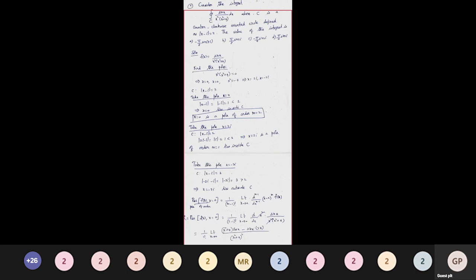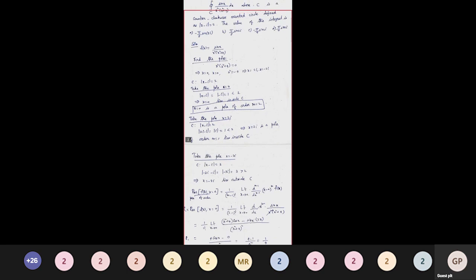And you compare this answer with the radius of the circle. So the radius of the circle is 2, whereas the value we got is 3, which is greater than 2. So therefore, my conclusion is the pole x equals minus 2i lies outside the circle C. So we have given a conclusion for all the three poles.